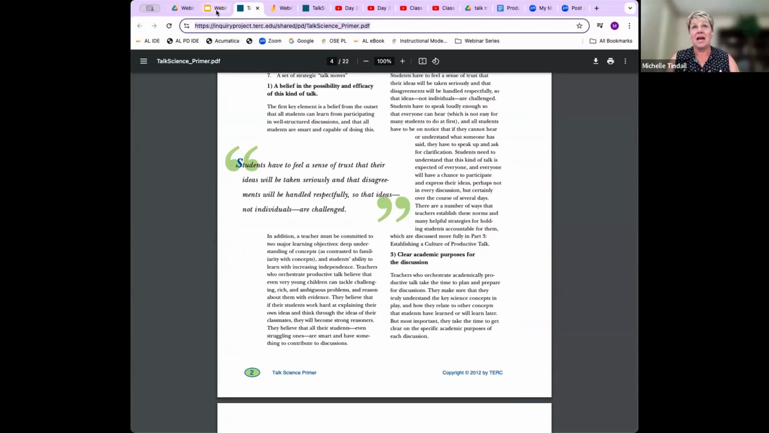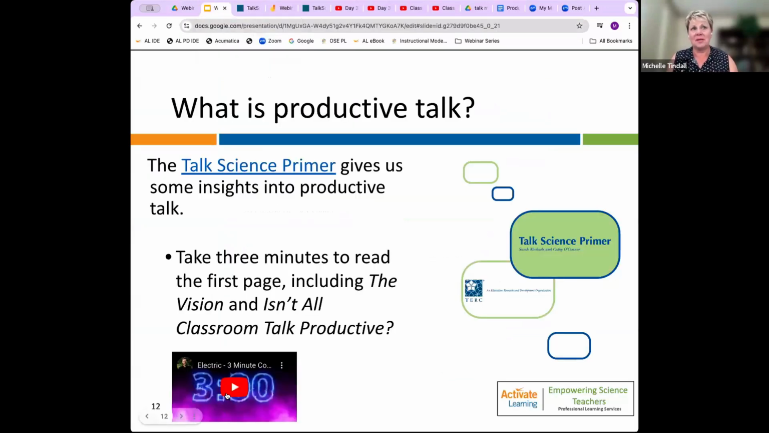So with that, I'm going to be quiet for about 3 minutes and give you a chance to read through at least the first page, if not the first and second page of the Talk Science Primer. And again, let me put that link into the chat for you, and there it is. So I'll set the timer and I'll be back in about 3 minutes.